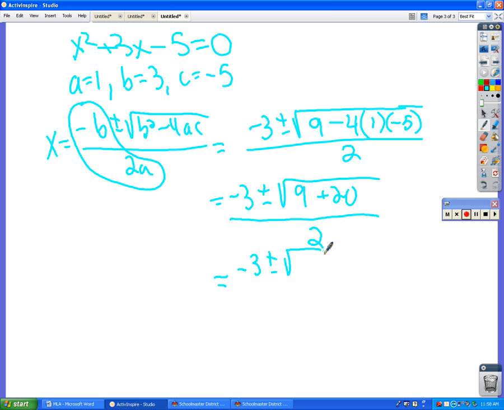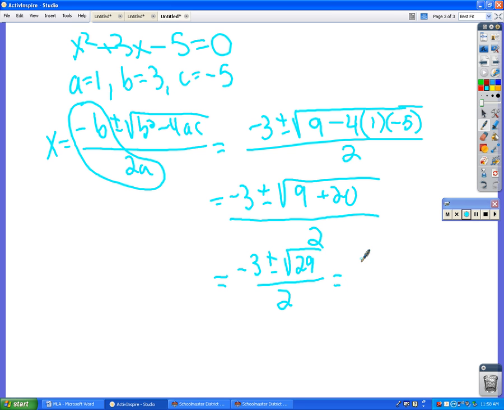Now I'm going to add those together. So I'm doing order of operations here. I'm doing the multiplication first. Now I'm going to do the addition. 9 plus 20 is 29. And then that's divided by 2. And this is the reason why this one did not factor, because the square root of 29 is some crazy decimal number. So our answers are going to be crazy decimal numbers.